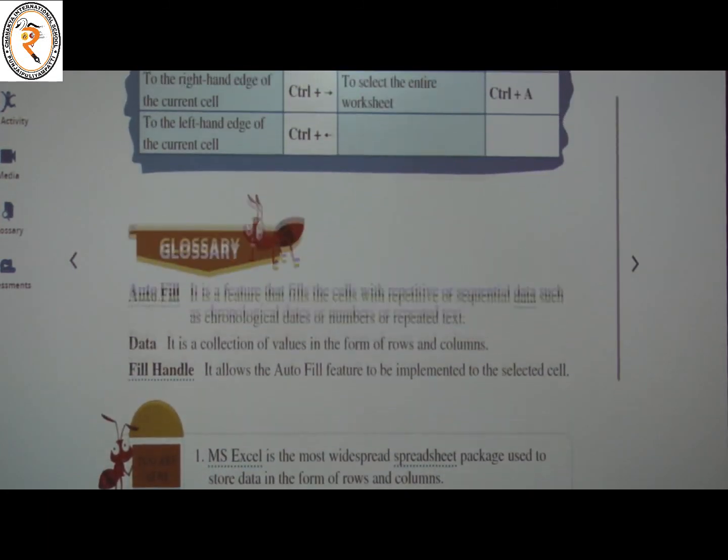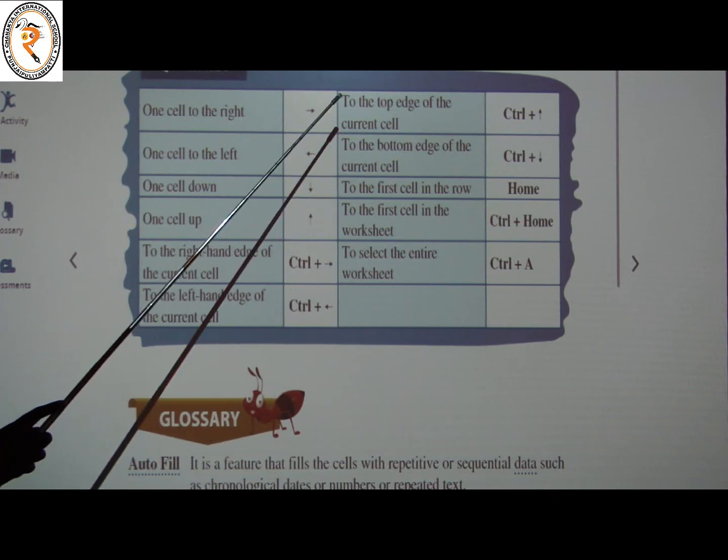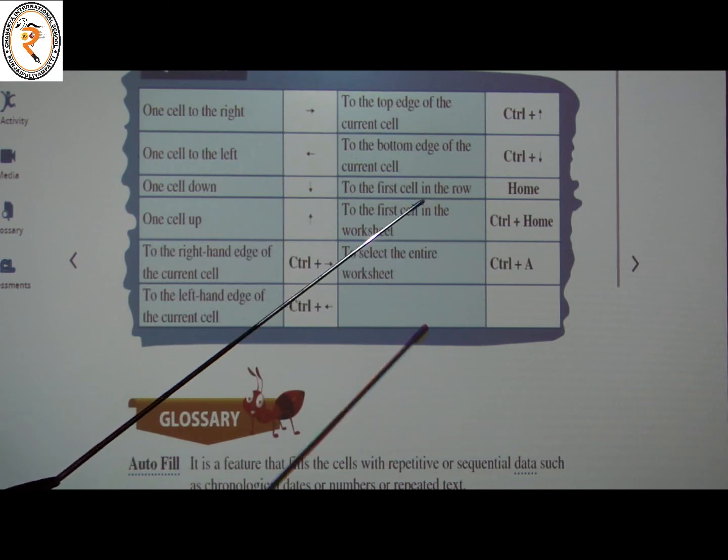So there are some shortcut keys. Let us see. One cell to the right: we can use the right arrow mark. One cell to the left, the left arrow mark. One cell down, down arrow mark. One cell up, up arrow mark. To the right hand edge of the current region, control plus right arrow mark. To the left edge, control plus left arrow mark. Edge to the top, control plus up arrow mark. Bottom edge, control plus down arrow mark.